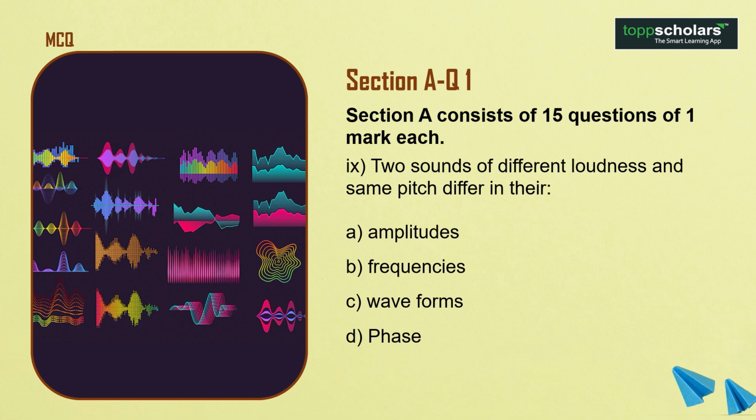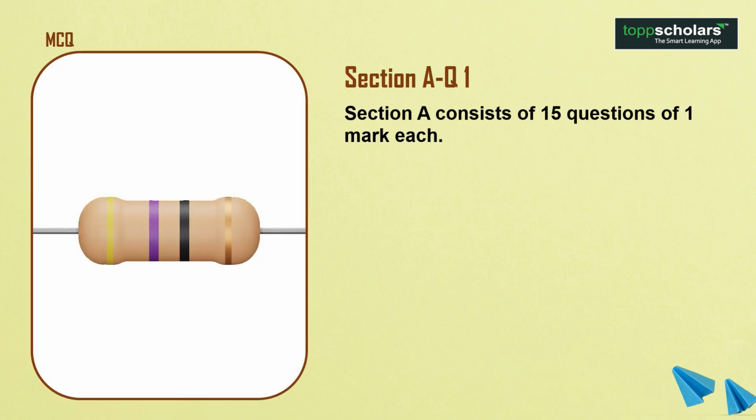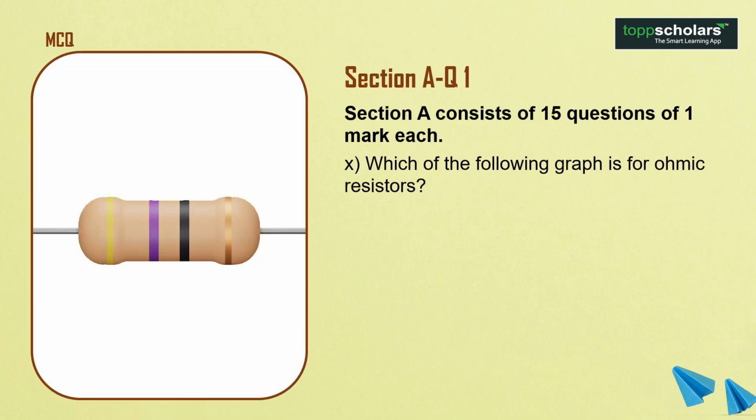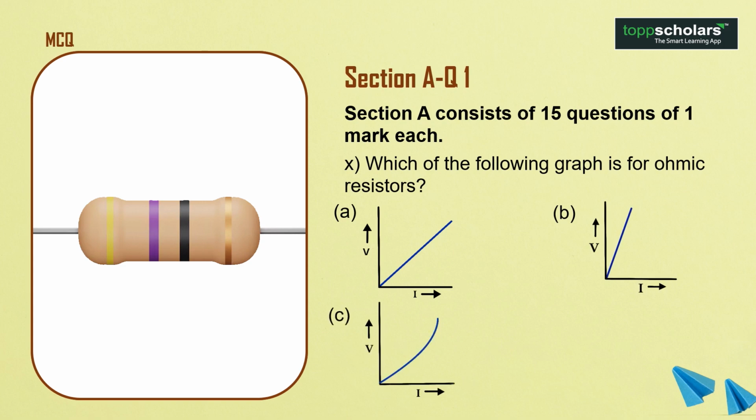So what is the right option? Option A is the right option, that is amplitudes. Let's have a look at the 10th MCQ now. It says, which of the following graph is the ohmic resistors? Option A, option B, option C, and both A and B.